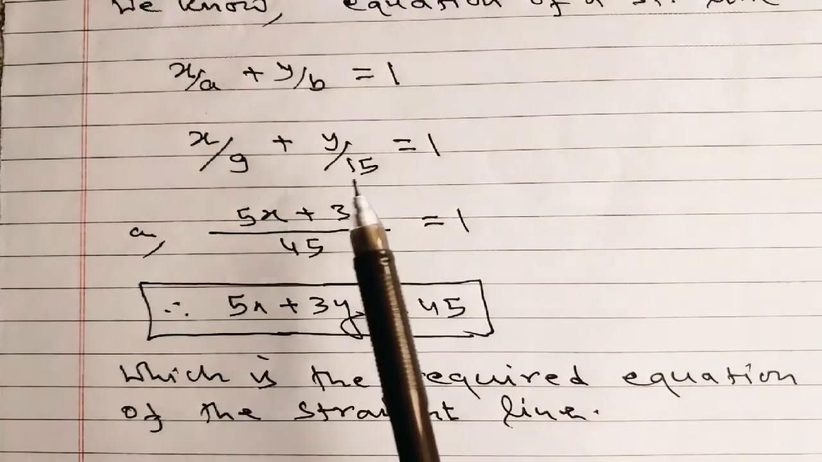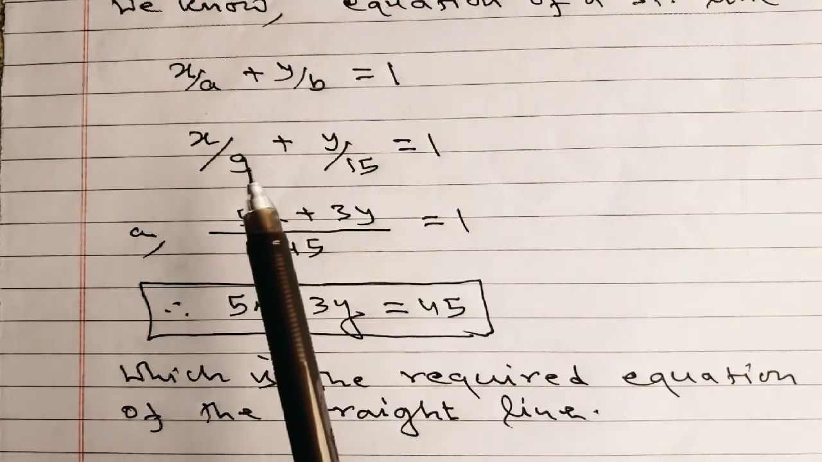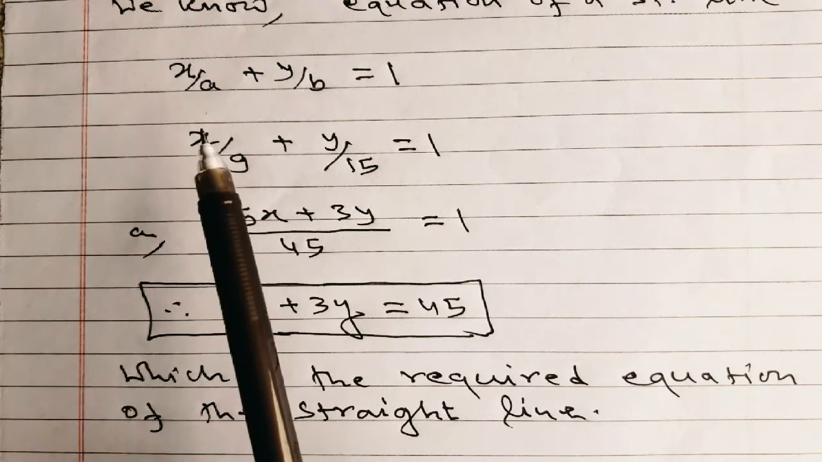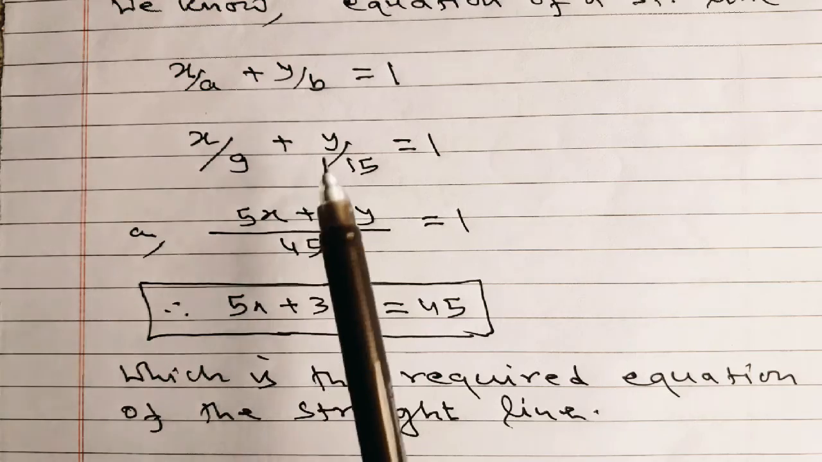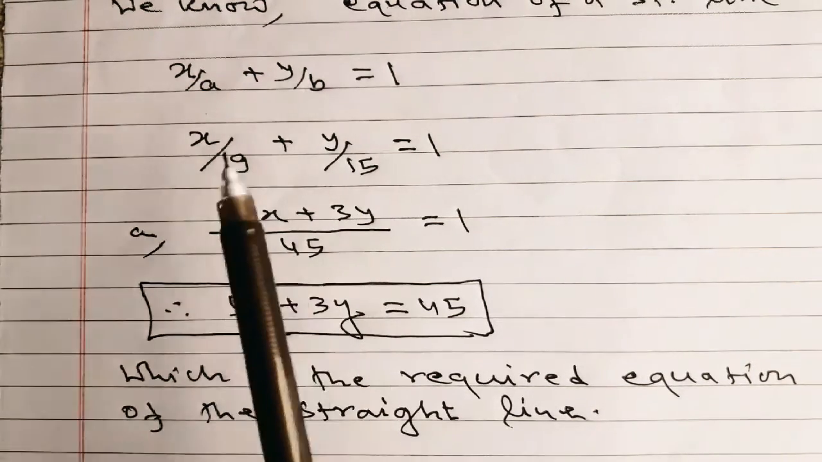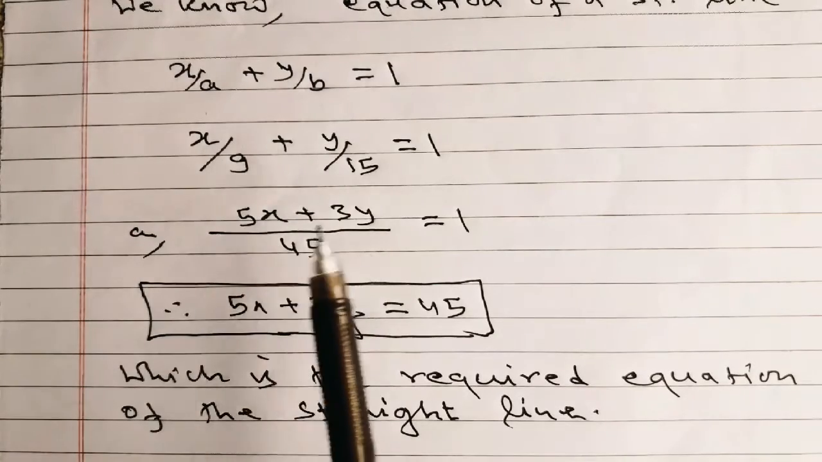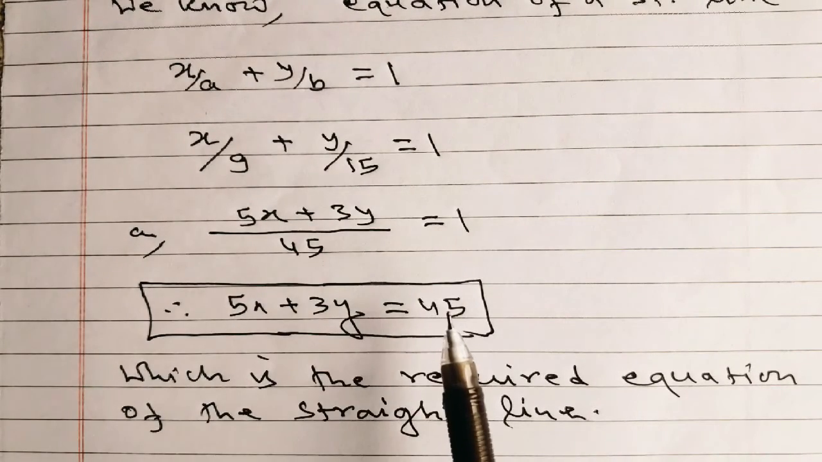Taking the LCM of 9 and 15, we get 45. 9 fives are 45 and 15 threes are 45. So 5 into x, we get 5x, plus 3 into y, we get 3y, over 45, is equal to 1. Therefore 5x plus 3y is equal to 45, which is the required equation of the straight line.